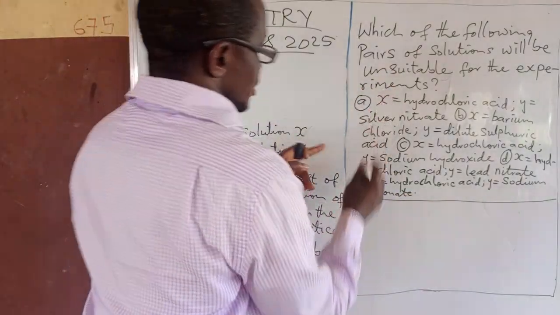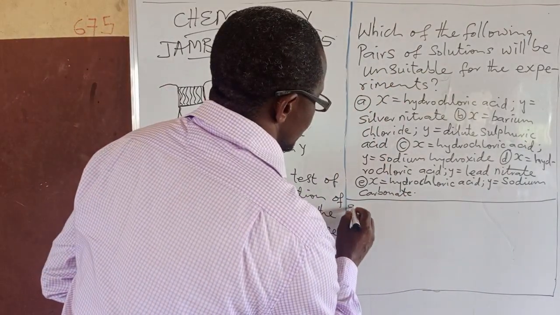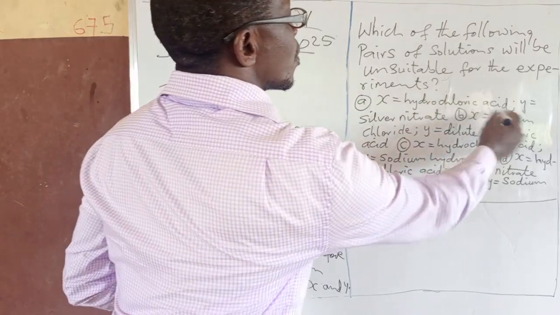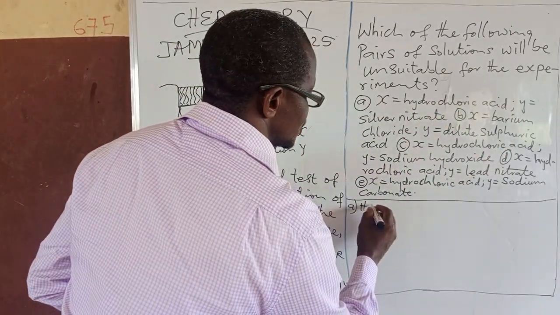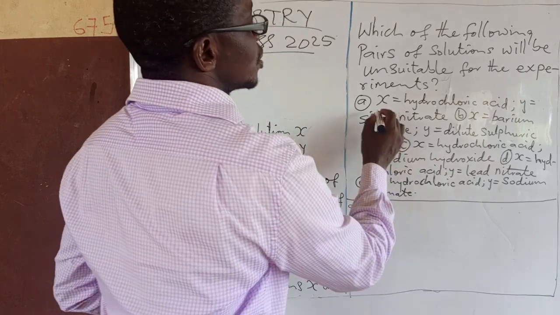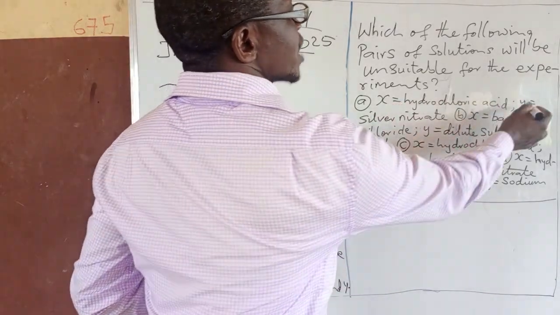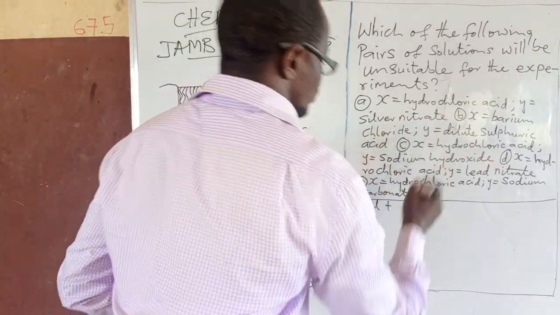Now, A: the substance is hydrochloric acid. The formula is HCl, plus, that's X, reacting with Y. My Y is what? Silver nitrate.